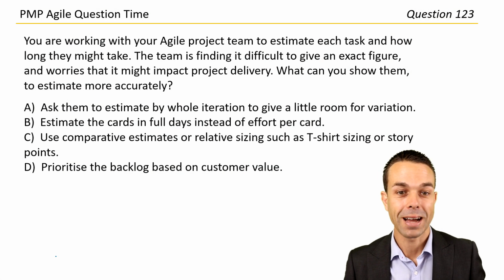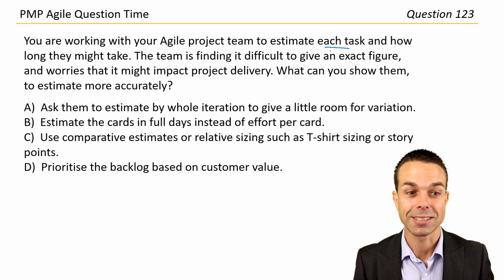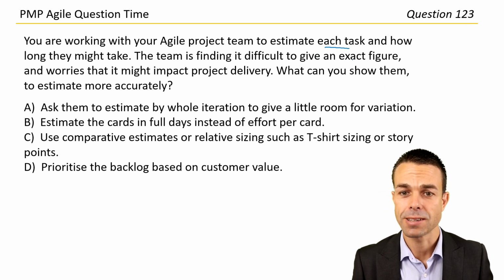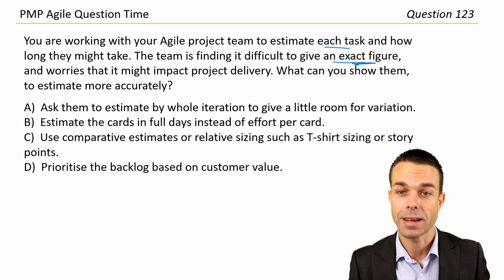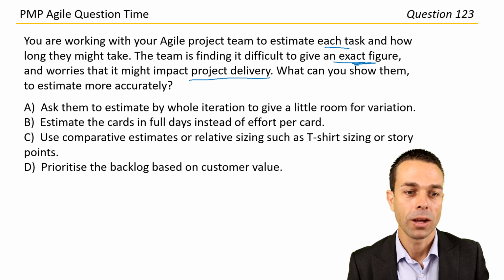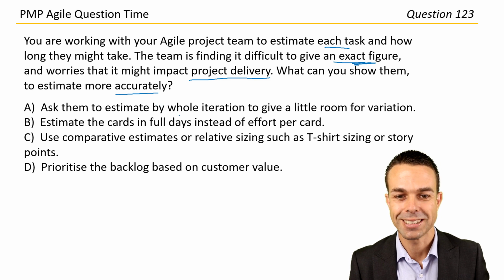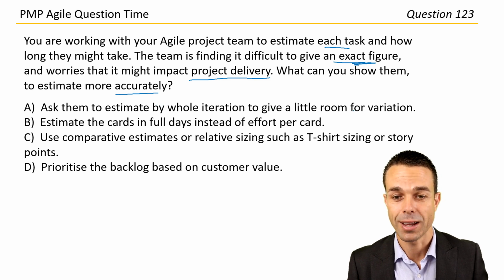You're working with your Agile project team to estimate each task and how long they might take. The team is finding it difficult to give an exact figure and worries that it might impact project delivery. What can you show them to estimate more accurately? Okay, this is good. So let's have a look. We can ask them to estimate by whole iteration to give a little room for variation.